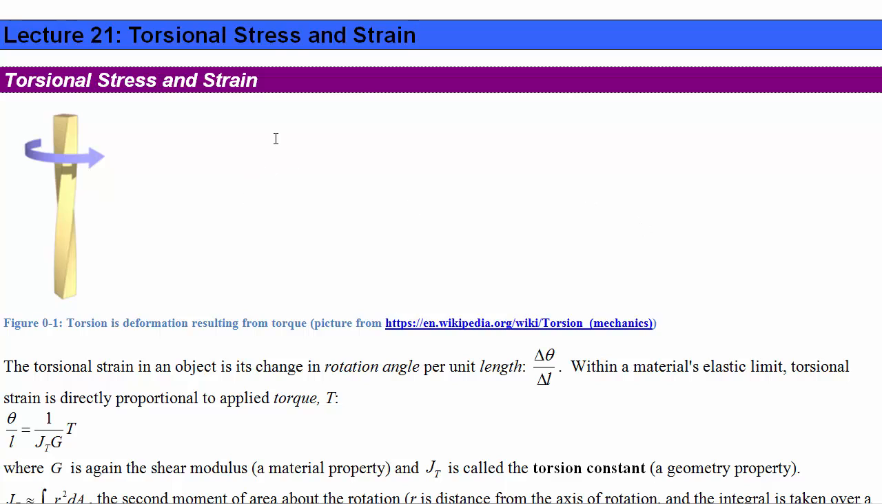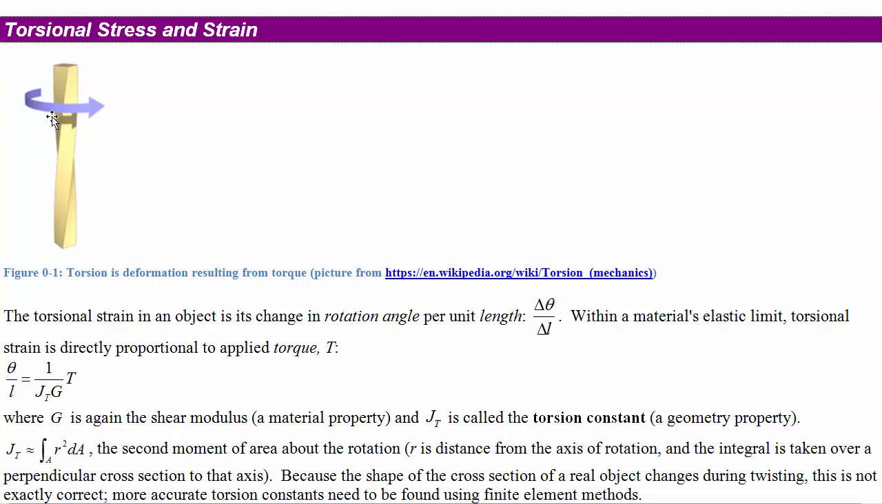Hello and welcome to Eng Phys 2P04 Lecture 21, Torsional Stress and Strain. Torsional stress and strain are responses to torques. If you try and apply a torque to an object, it's going to twist.